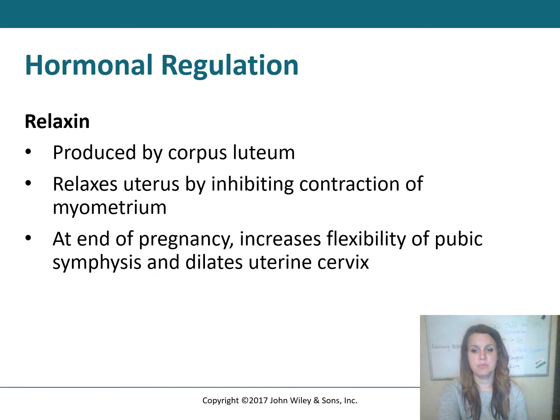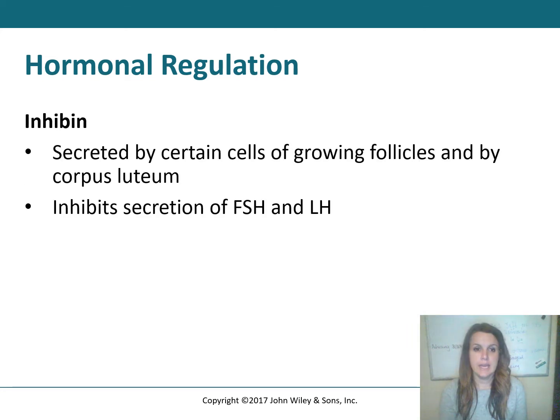Two other hormones that we bring up, but we don't really reference too much, are relaxin and inhibin. Relaxin is produced by the corpus luteum, and it relaxes the uterus actually by inhibiting contraction of the myometrium. At the end of pregnancy, it actually increases the flexibility of the pubic symphysis and dilates the uterine cervix so that the baby can be born. And inhibin is secreted by some cells in the follicles and the corpus luteum, and this is actually going to inhibit secretion of FSH and LH as well.